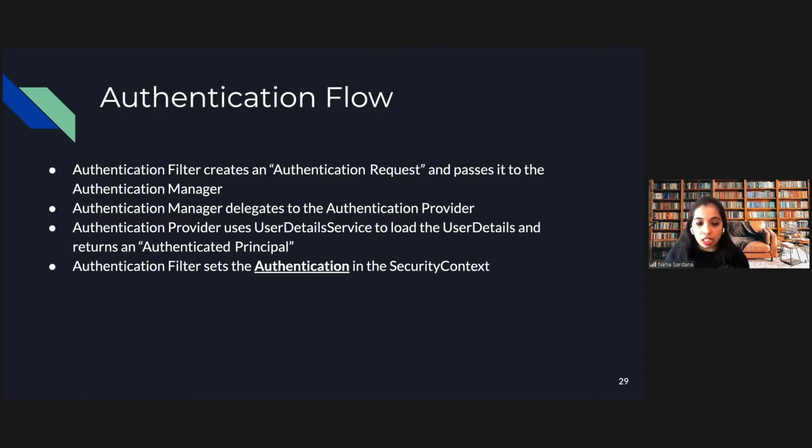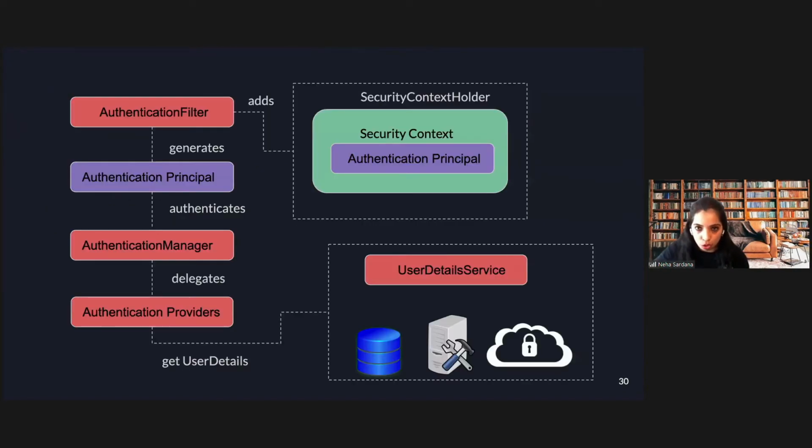This authenticated principal is very important, because once the authentication filter is done with authentication, it will set the authentication in the security context. I have a diagram to show you how it works. Anytime you have to find out who the authenticated user is, you can find it out by using the methods in the security context holder: get the context, and then find the authentication principal. So that's how it gets it.